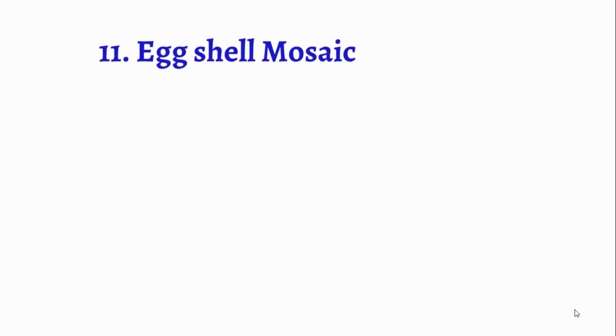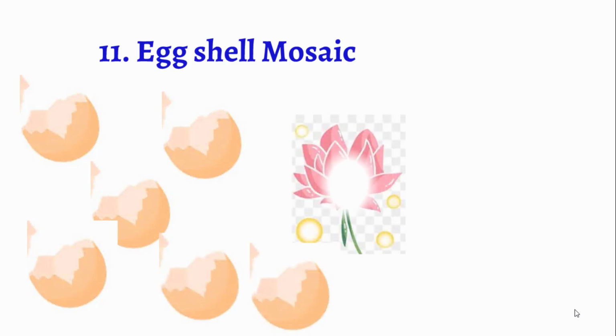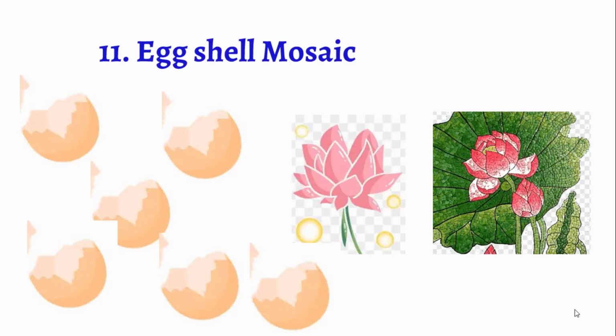Number 11, eggshell mosaic. Eggshells are a great natural material to paint on. Have fun smashing them once you've eaten your boiled egg, or dippy eggs, as some kids call them. Paint them and then create a mosaic. A pasta mosaic is another fun and cheap craft to try.